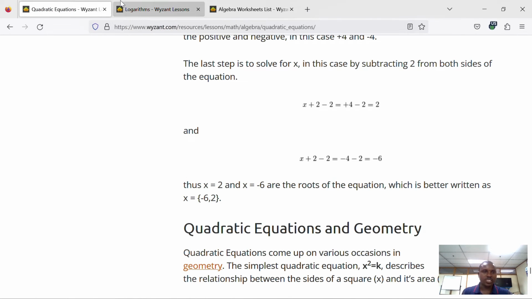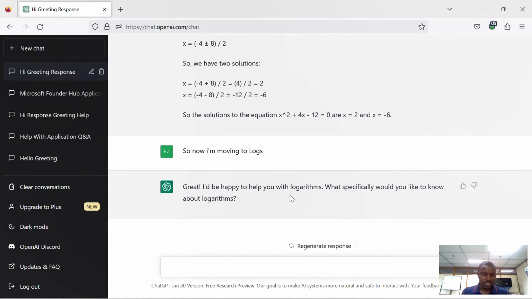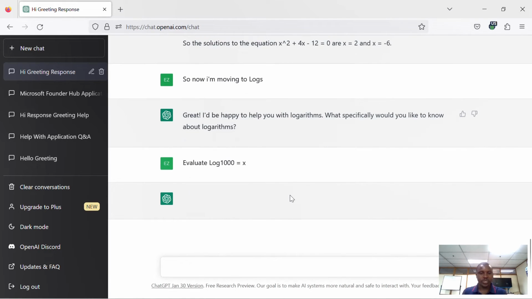So let me just give it a simple question here, which says: solve, evaluate the following. Log 1000 base 10 is equal to x. Let's see what you are going to get there. So let me just evaluate log 1000. We know that by default, if you just say log 1000, the base is 10. So log 1000 is equal to x. Let's see what you are going to get.